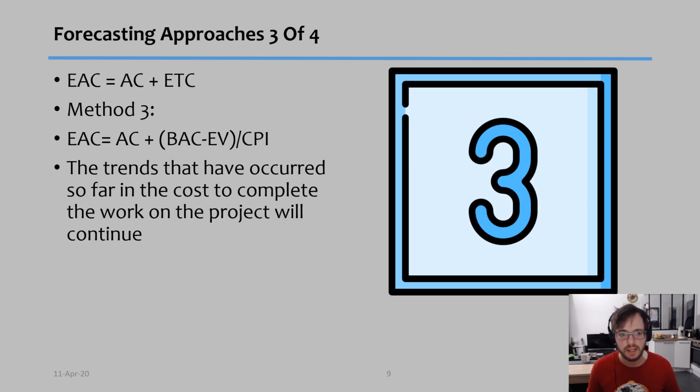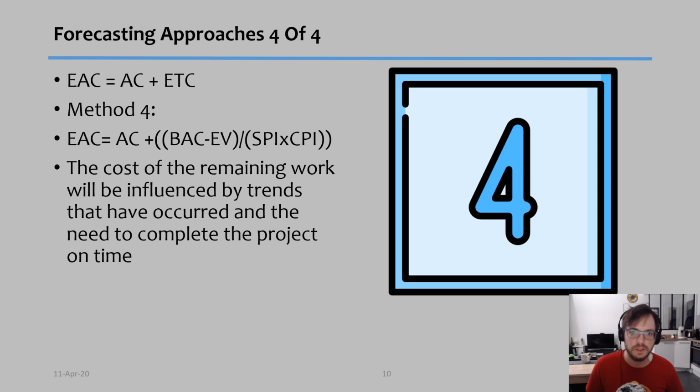Now, method 3, on the other hand, takes into more consideration the trend of how the cost is going. It's very similar to the previous formula, but we divide the BAC minus EV by our CPI, our cost performance index. What this basically means is that it will take into consideration the trends that have occurred so far in the cost to complete the work of the project. If we've been underperforming so far, then for the rest of the project we will continue underperforming. If we've been performing very well so far, we're going to keep on performing very well as well. It's easy to calculate if you have the data, obviously, but at the same time it can give quite a realistic prediction. Therefore I think it can be a very good alternative to method 1.